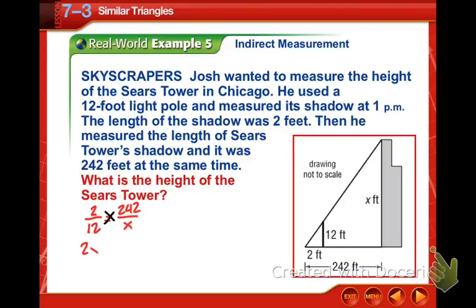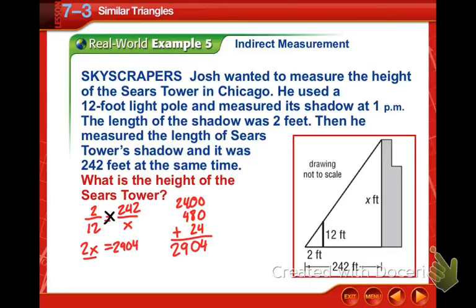So 2 times x is just going to be 2x. And 12 times 242, we work that out. 12 times 200 is going to be 2400. 12 times 40, so 12 times 4 is 48, add the 0. And 12 times 2 is 24. We add these up and we get 2904.